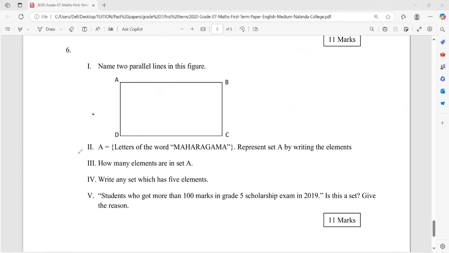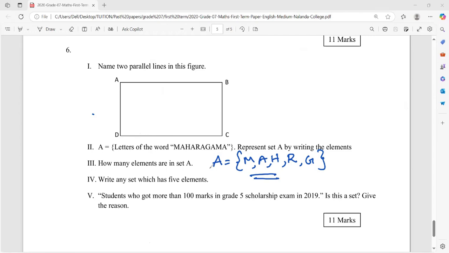In this one, we have to represent by writing the elements, the letters of the word Maharagama. So you can write A equals, M, A, H. You have to place commas: M, A, H, R, G. That's all, right? You have M, you have A, you have H, and A has been written. You have R, and G has been written. Something like this. Fine. This is the answer.